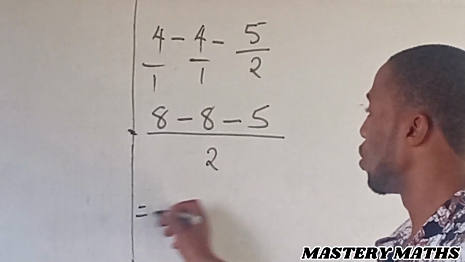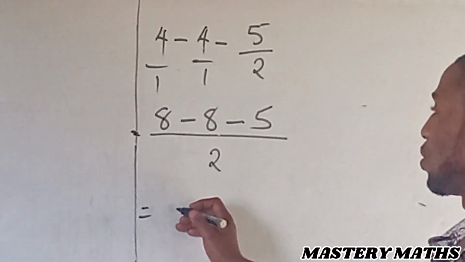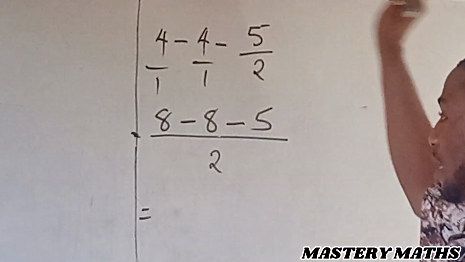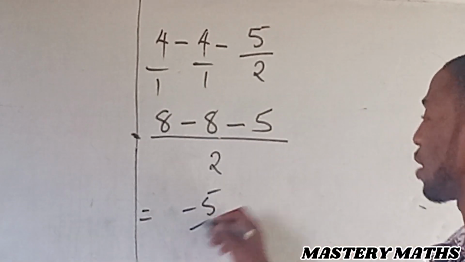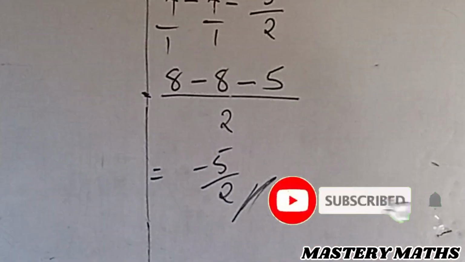So what should you do? You have 8 minus 8, which is out of it. So what do you have now? This 8 minus 8 is out of it. So it becomes minus 5 over 2, which is our answer.